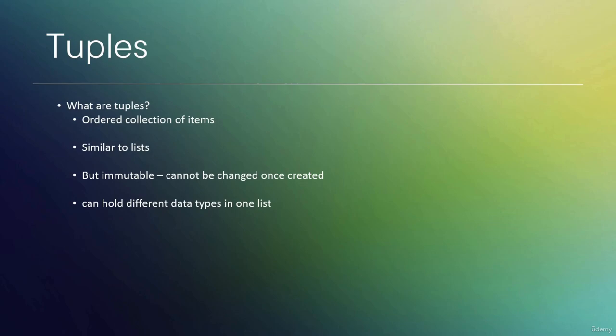And it can also hold different data types in one list or one tuple. So why do we not want to change data in a tuple? That depends on use cases. The use cases for tuples are a bit less as compared to lists, but still there are some use cases. For example, you want to keep a collection of some particular items and you do not want them to be changed at any cost, so you make them a tuple instead of a list.